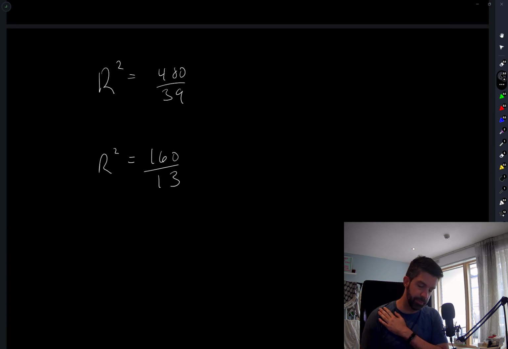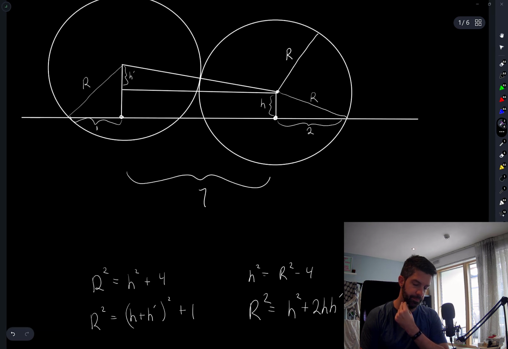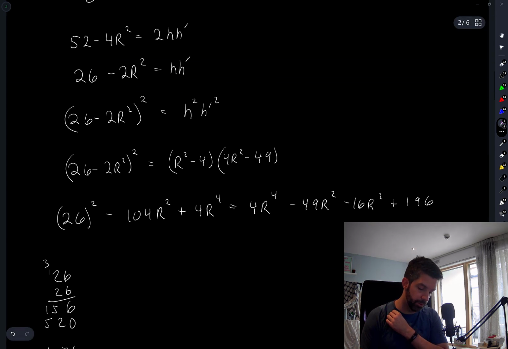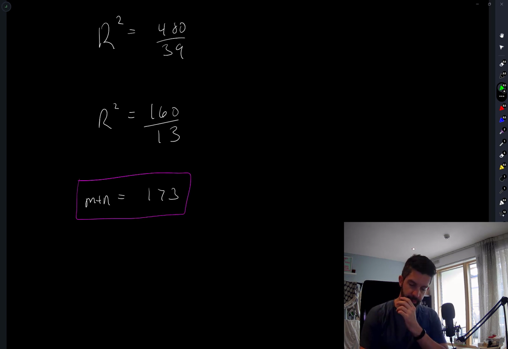Does this geometrically make sense? This is greater than 10. Oh, r squared is greater than 10, so r will be between 3 and 4. That seems reasonable. Yeah, so I get 173 as the answer here, the numerator plus denominator.